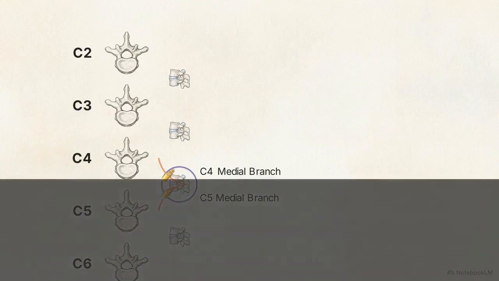Notice that each facet joint has dual innervation. To denervate a single joint, you must ablate the medial branches from both the segmental level above and the level below the affected joint. For example, treating the C4-C5 joint requires targeting the branches from both C4 and C5.